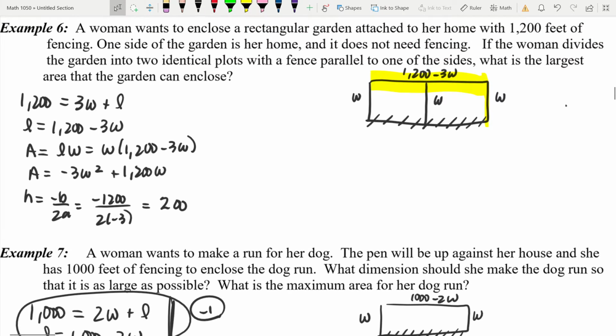Read the question. What is the largest area that the garden can enclose? Is 200 an answer? No. This is big. People do not understand this. Is 200 an answer? No. Why not? It's not the area. They didn't ask you for the, tell me the word, the dimensions.